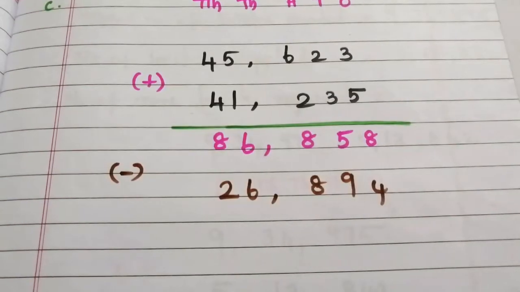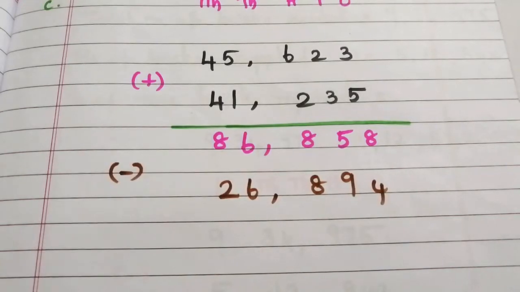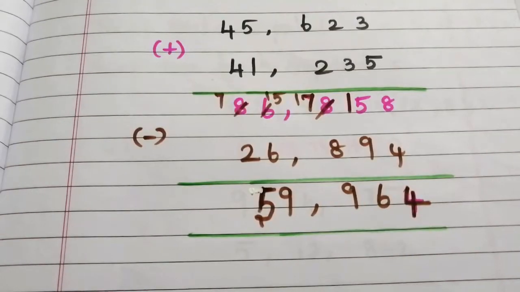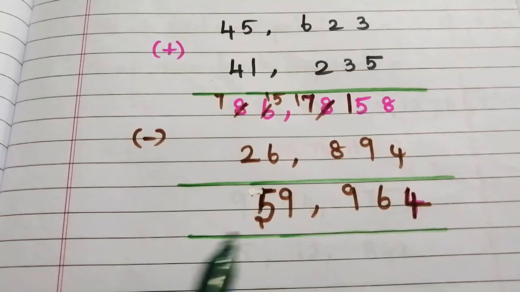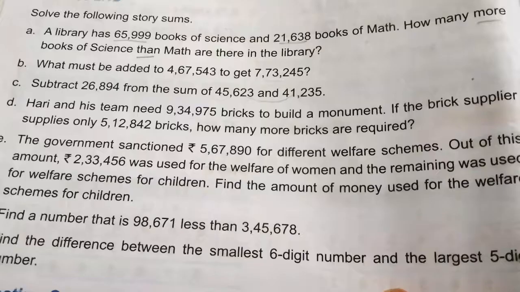86,858. Now we subtract 26,894 from this number to get the answer. So after subtraction operation, we get 59,964. This is our answer.